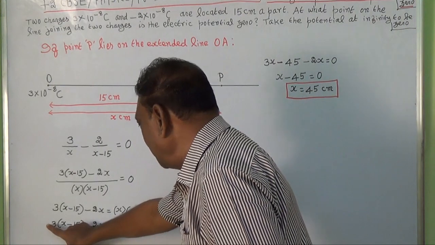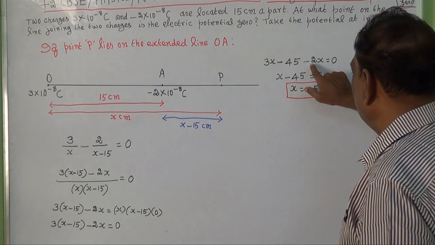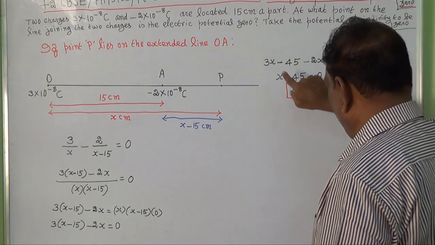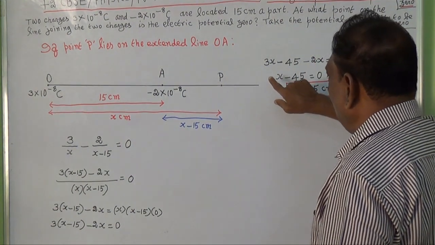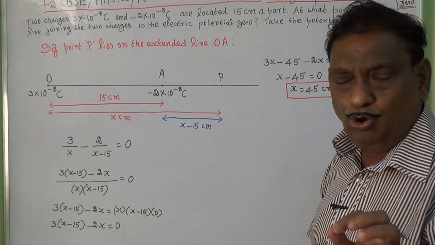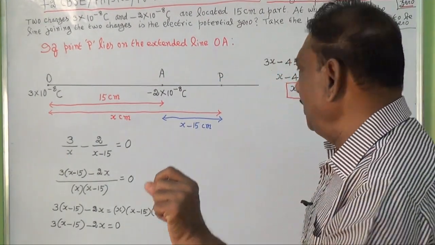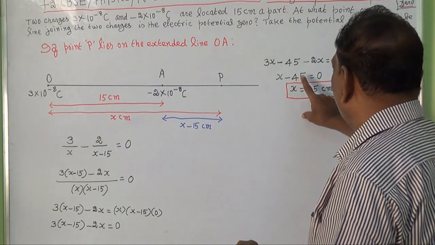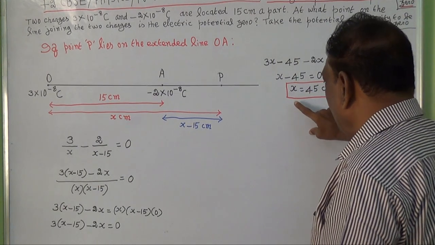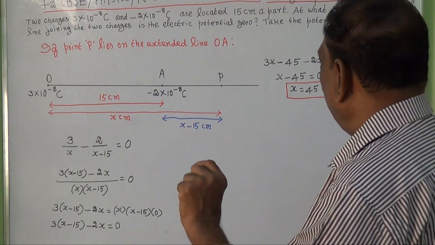If we multiply plus 3 and minus 15, we will get minus 45, minus 2x equal to 0. If we add 3x minus 2x, we will get x. Thereby, the equation is x minus 45 equal to 0. We don't want x minus 45, we want only x. So if we bring this minus 45 term to the right side, it will become plus 45. Thereby, the distance x is got as 45 centimeter.